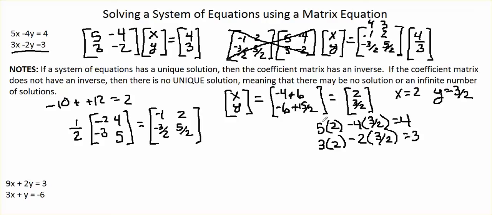So when we multiply this out, we get 10. We get a -12 over 2, which is a -6, and it does equal 4. And then when we multiply this out, we get a 6. When we multiply that out, we get a -6 over 2, which is a -3, and it does equal 3. So we definitely got the right answer for that.